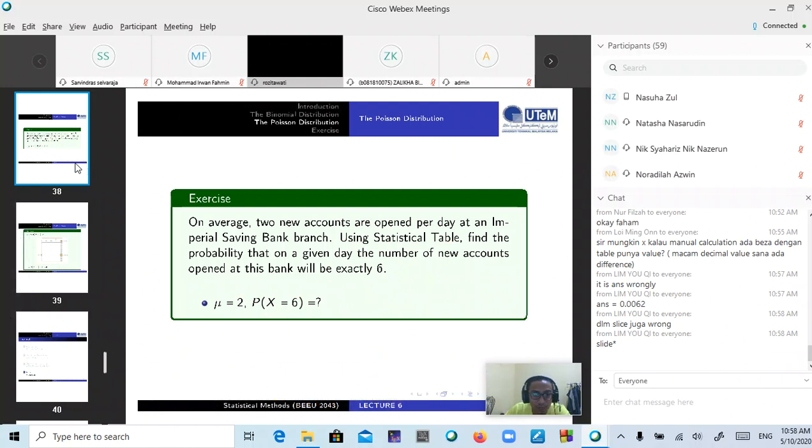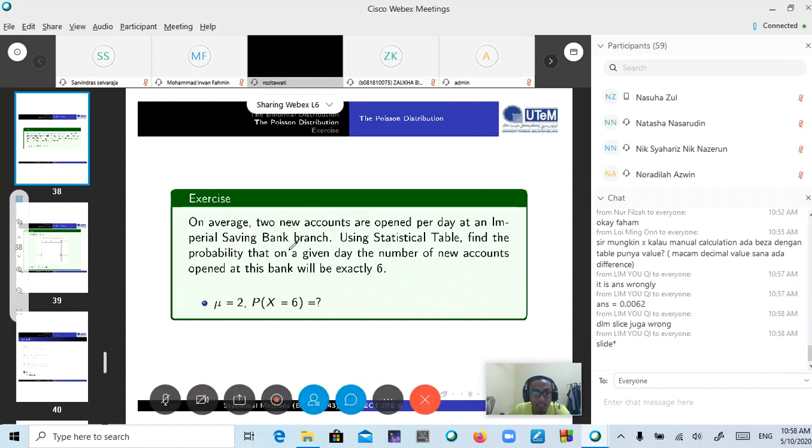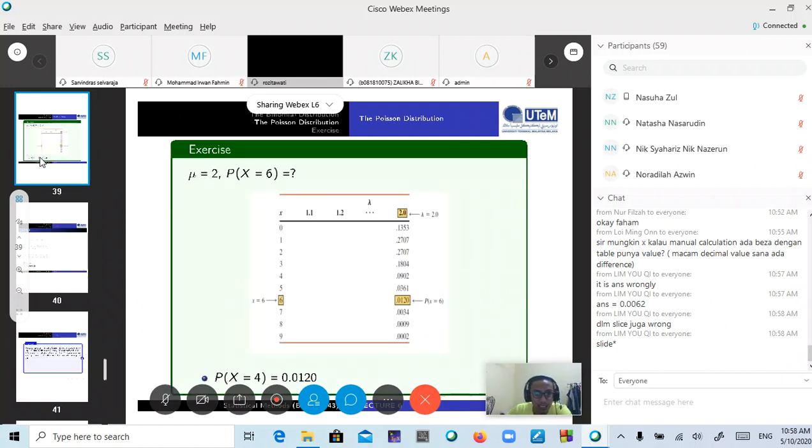So, what is your mu? Mu is 2 per day. So, mu equal to 2. Awak tengok dia punya lambda. So, this one, lambda dengan mu sama je, mean. So, you look on the statistical table for mu 2, and then X equal to 6. Your answer is 0.0120.